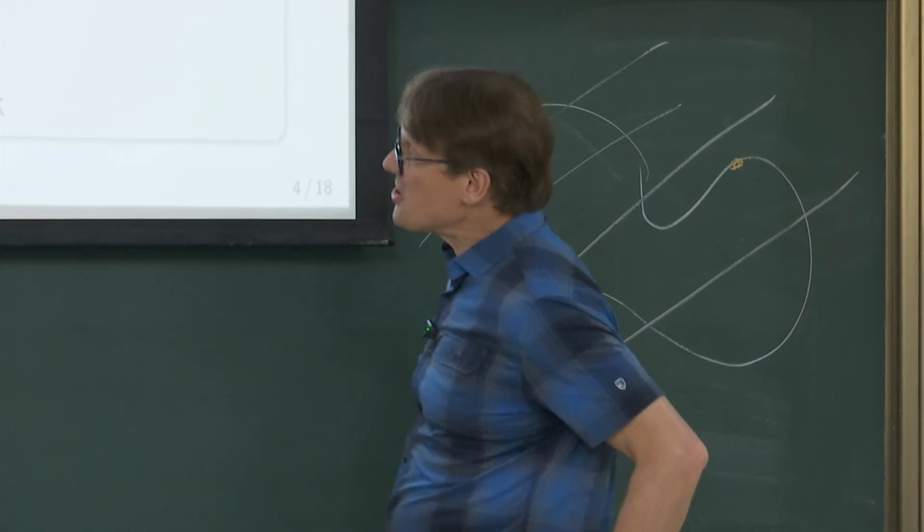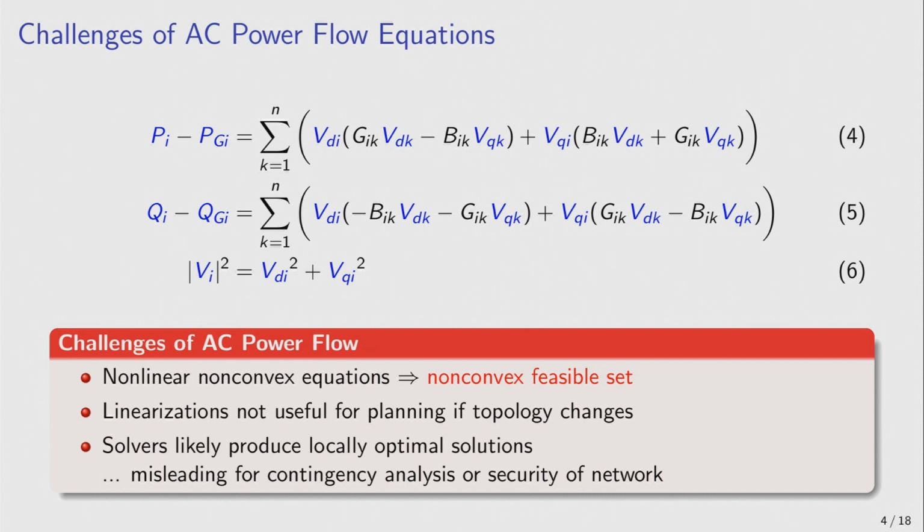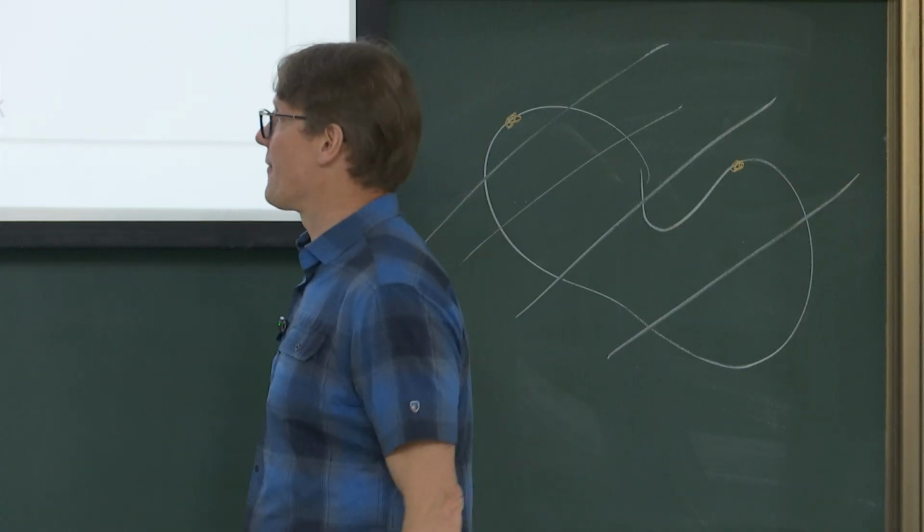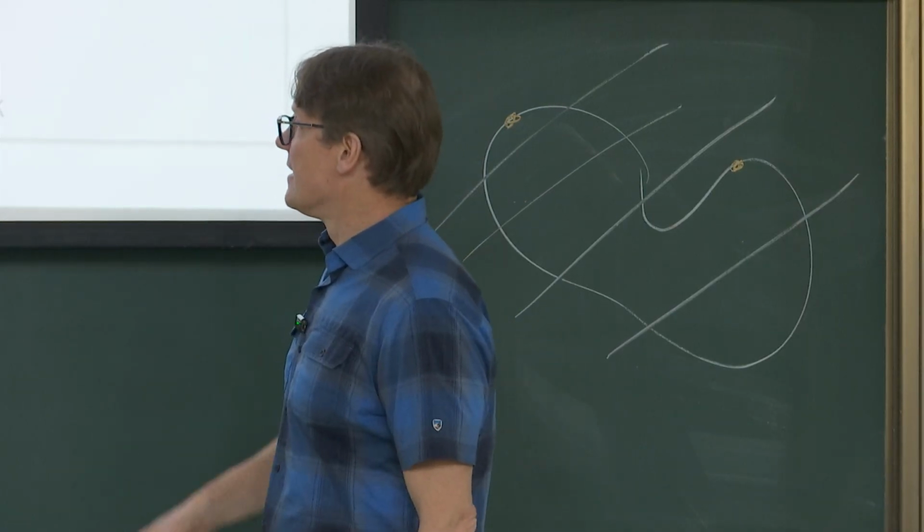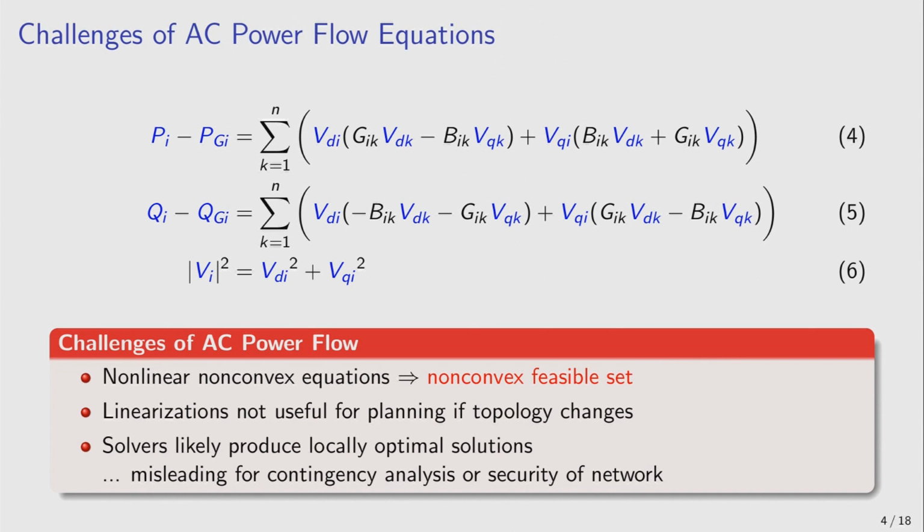The linearizations that I introduced in the last lecture, the DC direct current approximations, are not really useful for planning or if the topology of your network changes. So in situations where it's critical to get good solutions because you have cascading failures, these DC approximations are probably not the right thing to do. And solvers will most likely produce locally optimal solutions that could be misleading in some of the questions that you're looking to answer.